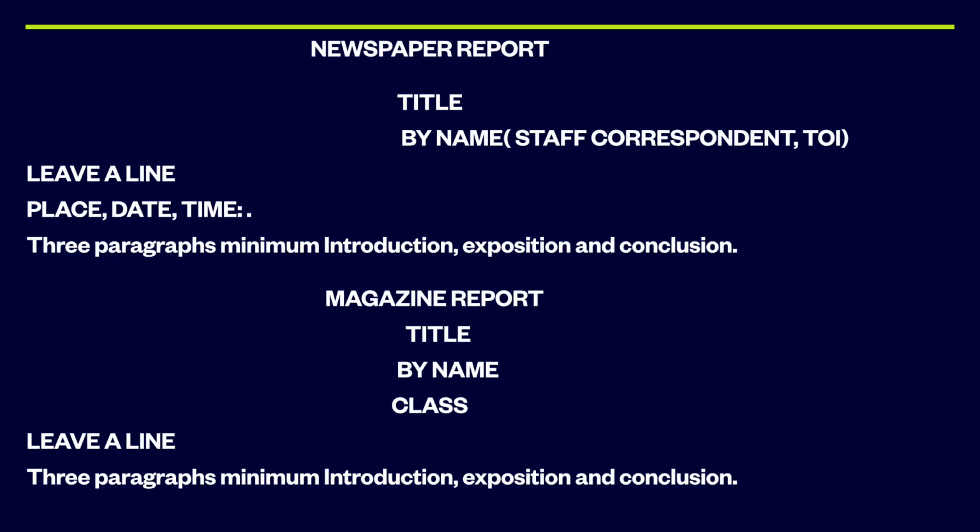The title and the by name would be the same as the newspaper report. The only difference here is that the staff correspondent and the name of the newspaper are not mentioned in the magazine report. Instead of that, whatever is given in your question would be mentioned, either class or school or your designation. Here, also you'll write this report in 3 paragraphs, but you can also complete it in 1 paragraph. It depends on how it has been taught in your school. So you'll have to keep that in mind and write it in a similar way.